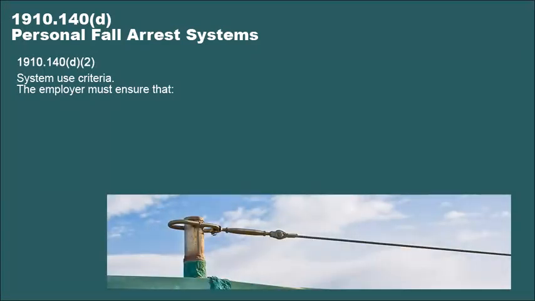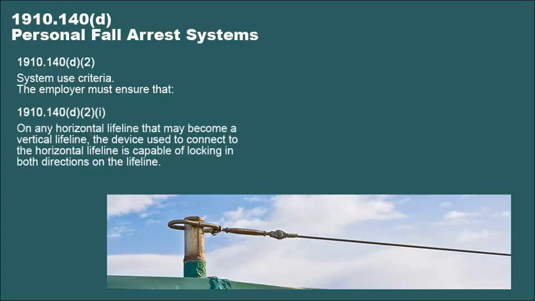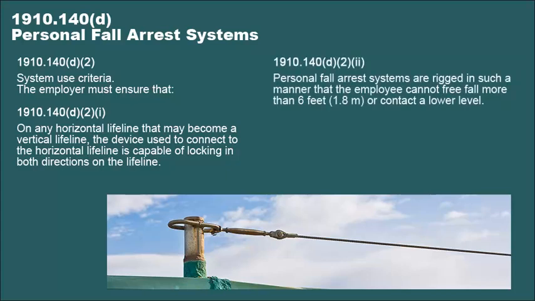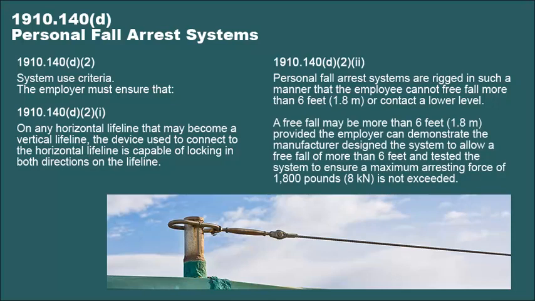Under 1910.140(d)(2), employers must ensure the following. Any horizontal lifeline that can become a vertical lifeline is capable of locking in both directions on the lifeline. Personal fall arrest systems should not allow free fall more than 6 feet or make contact with the lower level. If the employer can demonstrate that the manufacturer has allowed the free fall to be more than 6 feet and has tested the system and determined that the maximum arresting force of 1,800 pounds is not exceeded, then the employer can allow it to be more than 6 feet.